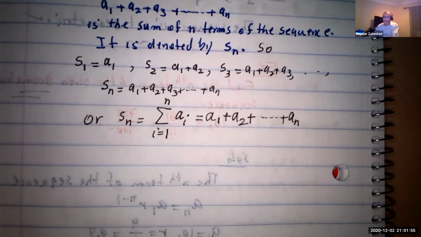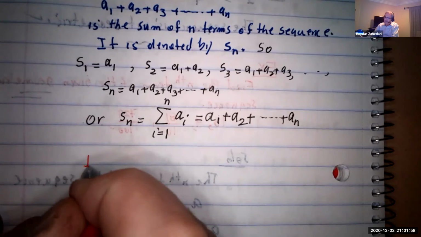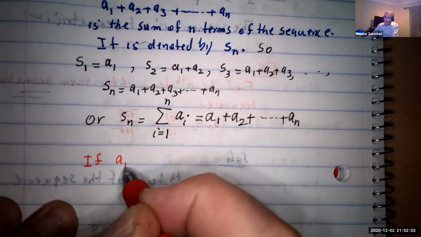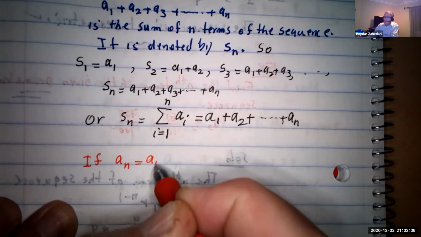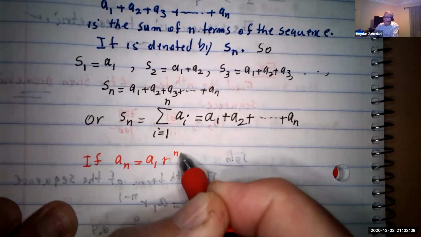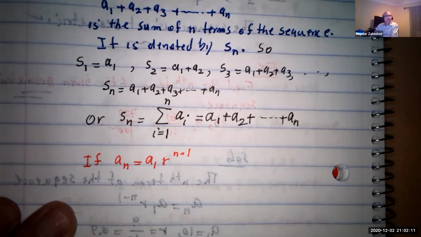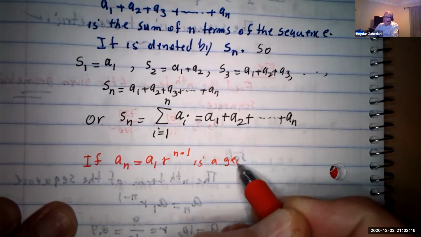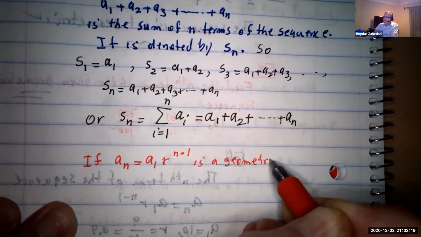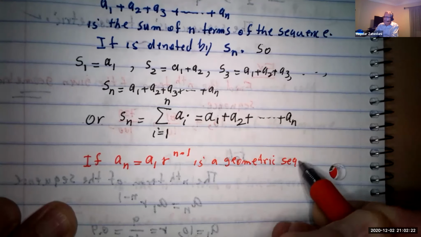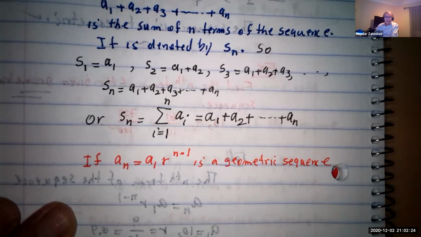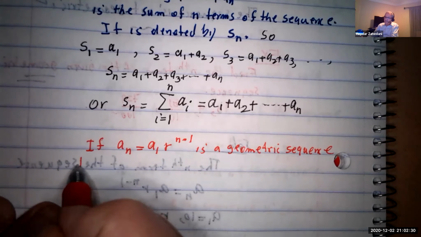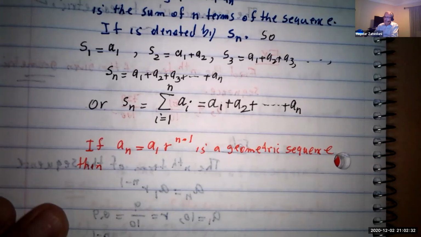The interesting part is going to be if an, you know that, equal to a1 r to the n minus 1 is a geometric sequence. Then what is going to be your Sn?